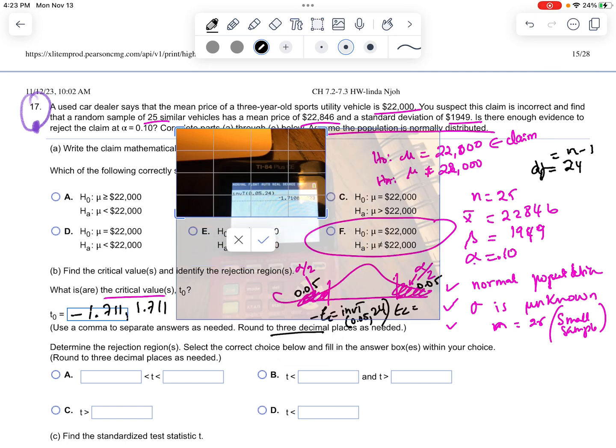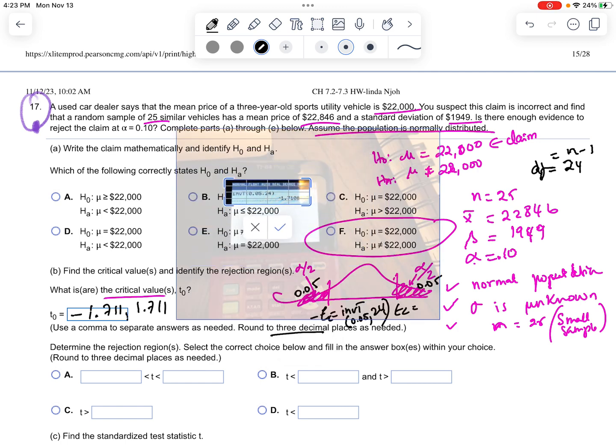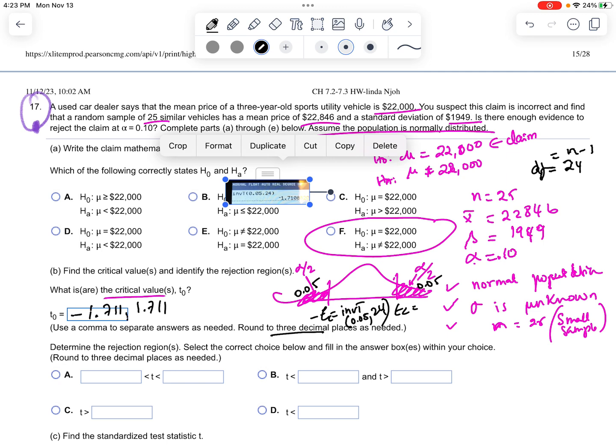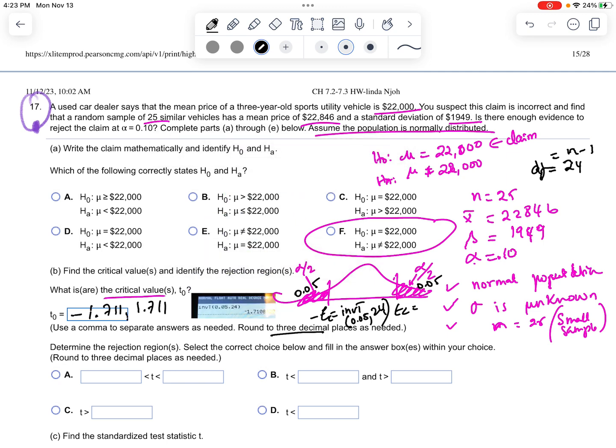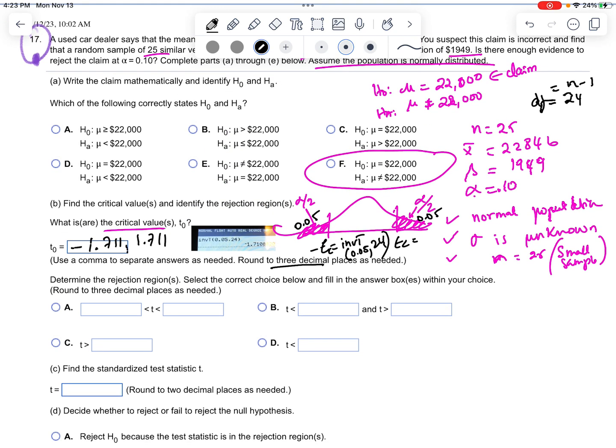Remember, two-tail test, you split the alpha in half. I shouldn't say it over and over. You should be tired of me saying that. All right, so your critical region or rejection regions are going to be to the left and to the right of that tC. So our choice should be B, negative 1.711 and positive 1.711.